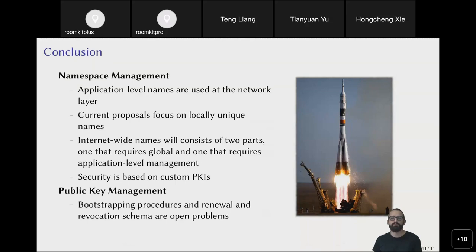On the front of public key management, we need to have solid procedures of bootstrapping that work just out of the box, and we have to address the problems of key renewals and key revocations.